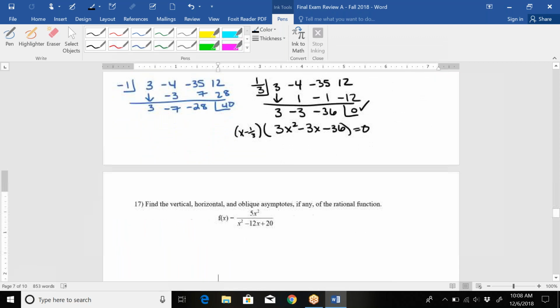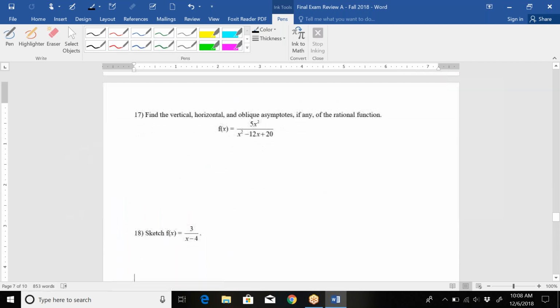That gets us to number 17, which says find the vertical, horizontal, and oblique asymptotes, if any, of the rational function. So when you're trying to look for asymptotes, a lot of times it's best, essentially with anything we're doing with rational functions, to completely factor first. So the top is a monomial, so there's not much you can do there, but the bottom does factor into, let's see, factors of 20 that would make 12 would be 10 and 2 if they're both negative, and they would multiply to a positive then.